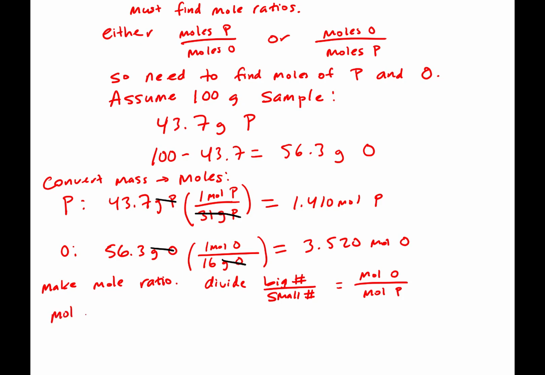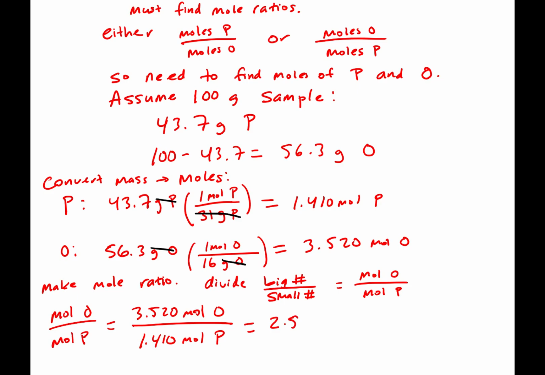All right, so for our ratio, moles of O over moles of P, we have 3.520 moles of O divided by 1.410 moles of P. You could plug this into your calculator and you'll get 2.5. Now, it's nice to have that number written out, but it's good to give it physical meaning. And the units give things meaning. And the units are moles of oxygen per mole of phosphorus. All right? So this is not just some random 2.5 number. This number does have meaning, and writing the units helps you to see that.